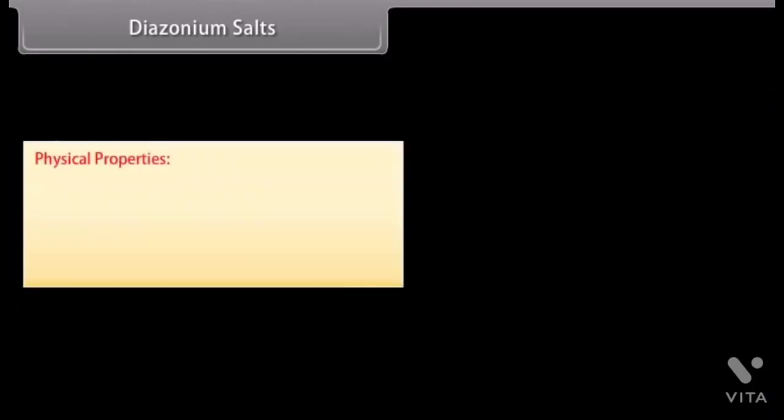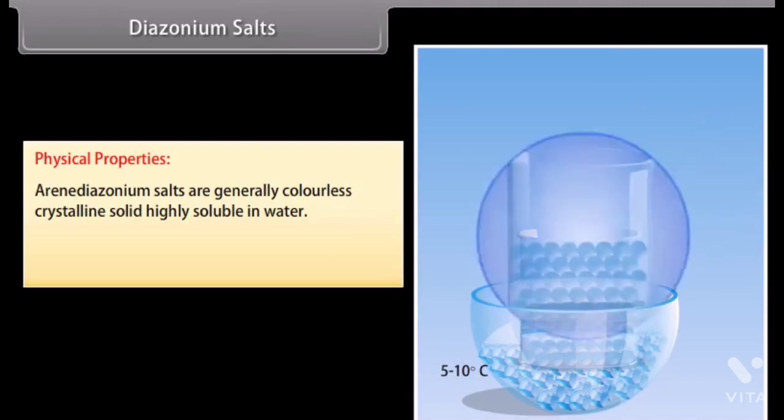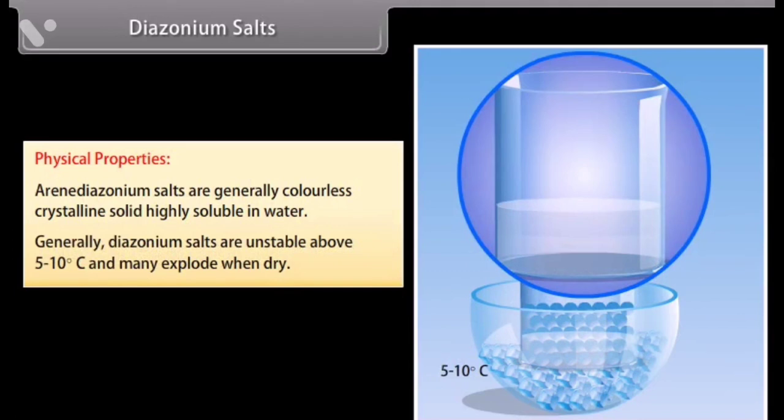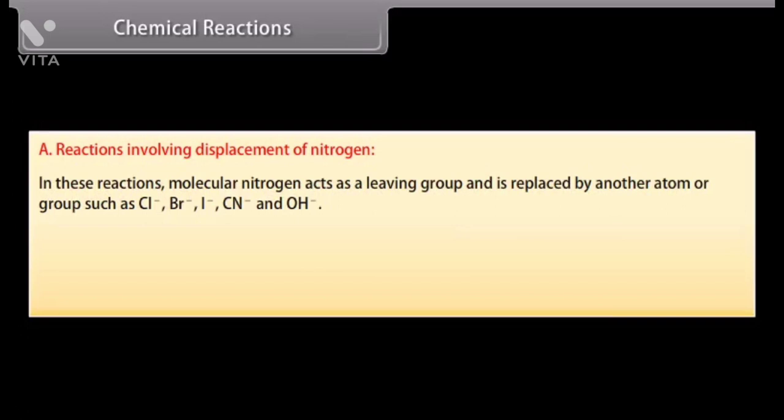Physical properties. Arene diazonium salts are generally colorless, crystalline solids, highly soluble in water. Generally, diazonium salts are unstable above 5 to 10 degrees Celsius and many explode when dry. Chemical reactions. Reactions involving displacement of nitrogen. In these reactions, molecular nitrogen acts as a leaving group and is replaced by another atom or group such as chloride ion, bromide ion, iodide ion, cyanide ion, and hydroxide ion.